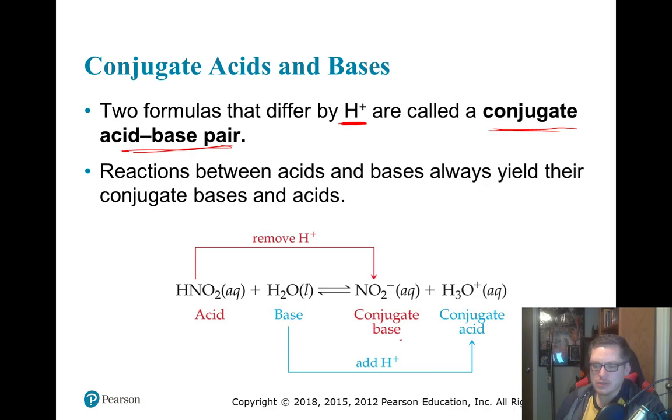Now, you might be asking yourself, why do we call it a conjugate base on this side if it was an acid on this side? You have to remember that last unit we talked all about equilibrium. We talked about how these reactions can go in reverse order, and really, there's no difference.